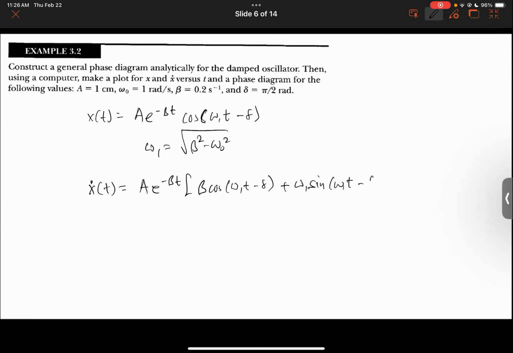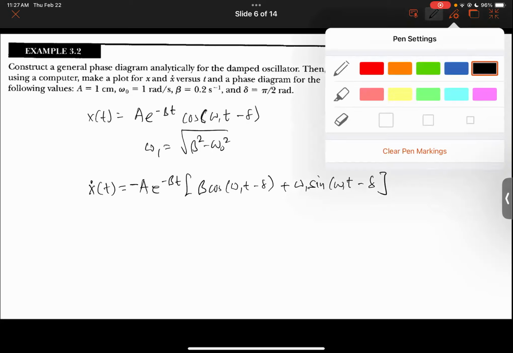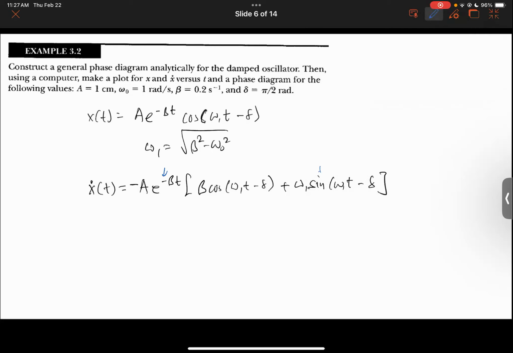Of course, there's a negative sign in front, and that is where the negative comes from, because when you take the derivative of cosine with respect to time, you get a negative sign. So those are the two expressions that we need to describe the oscillations and the phase diagram. We plot this and take a look at what it looks like.